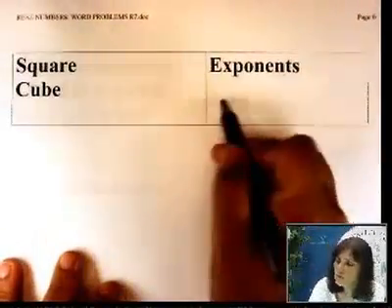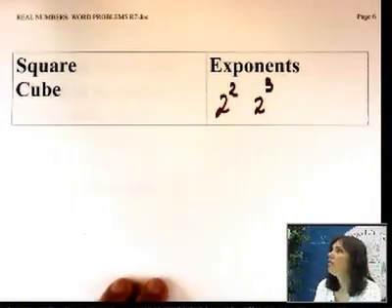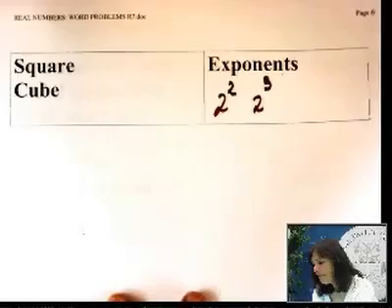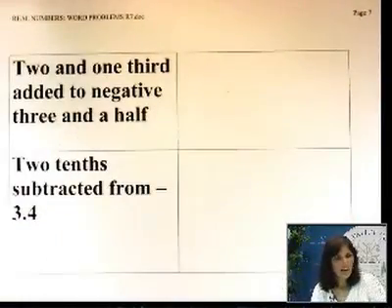Exponents: square, 2 squared, 2 cubed. All right? So those are exponents. Kind of put them on flashcards and let's see how this works out.